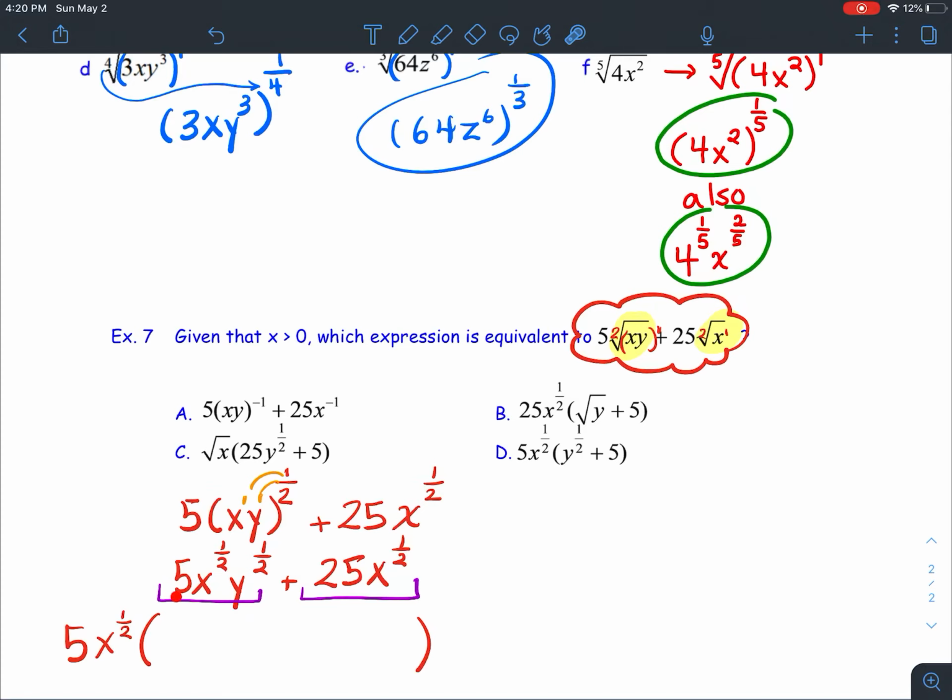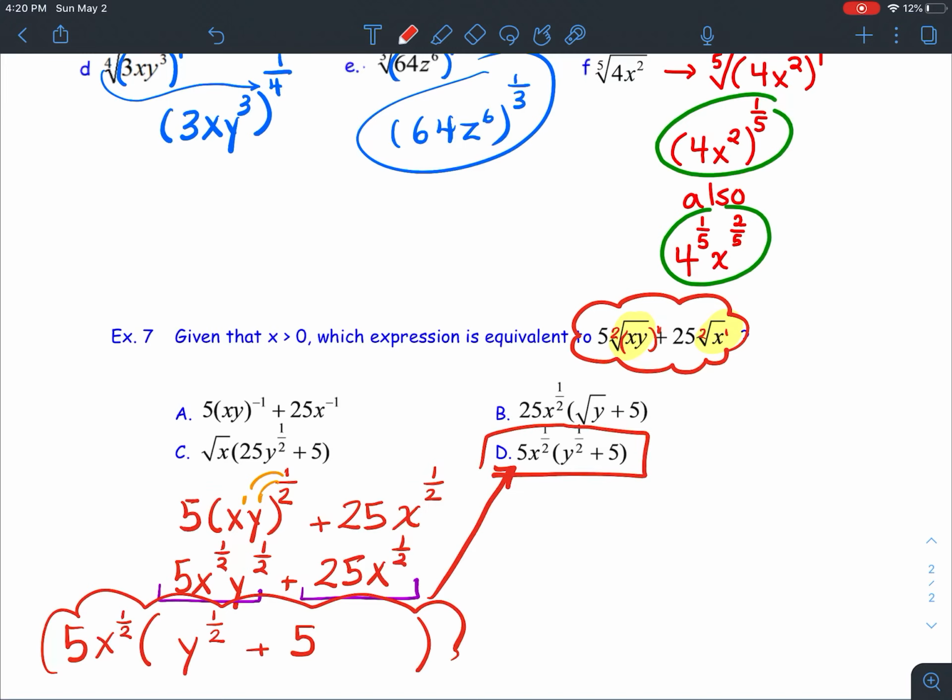Okay, remember when you're factoring this out, essentially what you're doing is you're dividing each of these terms by your GCF. So if we were to divide this first term by 5x to the 1/2, the only thing that we would have left behind would be this y to the 1/2. Okay, if we do that same thing here with our second term, divide this by 5x to the 1/2, the only thing that we leave behind is the 5. Okay, if I look closely at this answer right here, it looks exactly like what option D is.